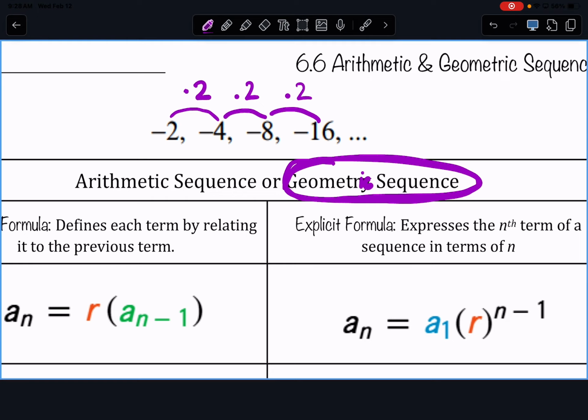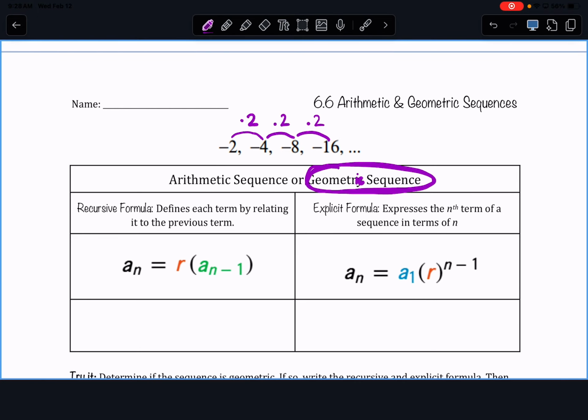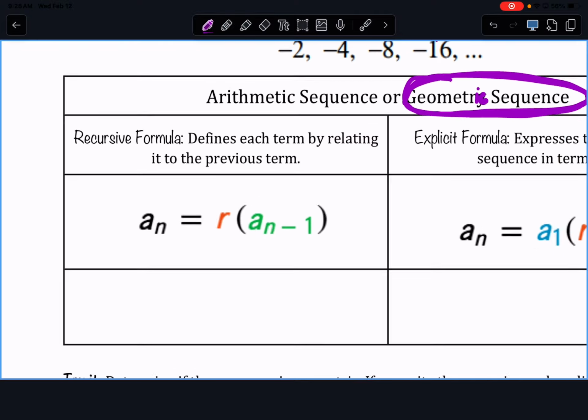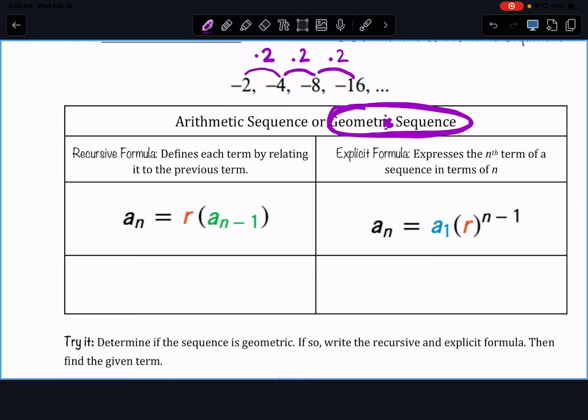All right. So we're going to use a geometric example and we're going to write out what our two formulas will be. So we're going to start with the recursive formula. Recursive formula is just a fancy way of us getting to the next term. So the only piece of information in here that I need to write in here is my common ratio. What is my common ratio? 2. That's all I need to put. We're going by this formula right here.